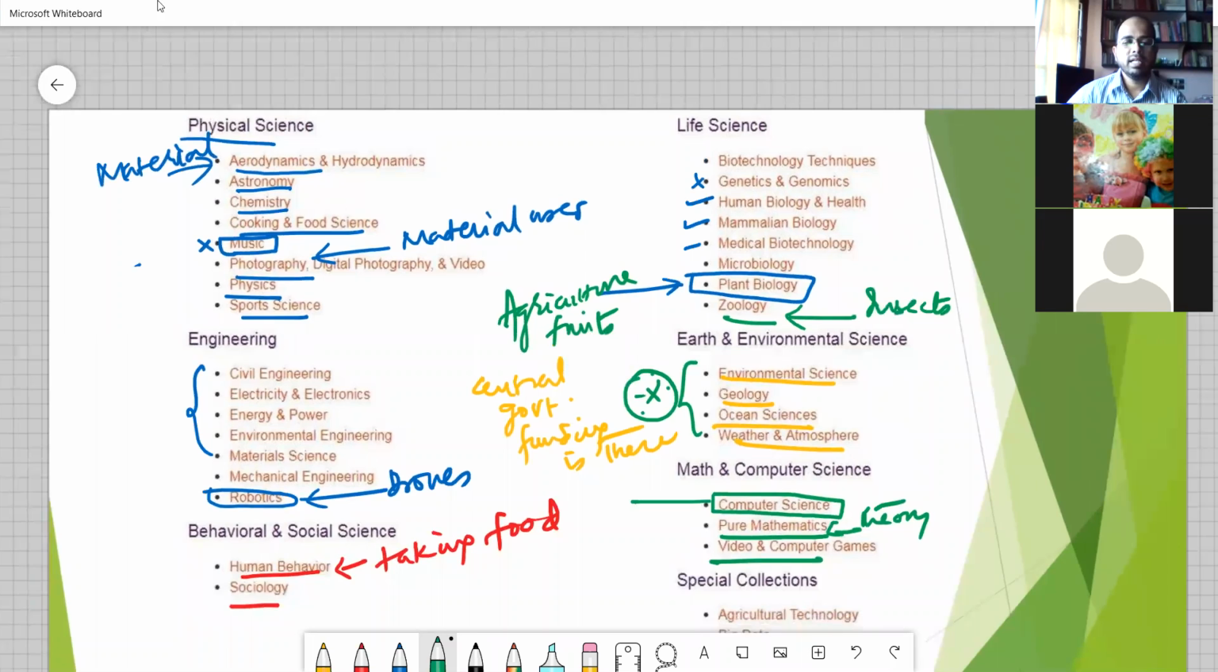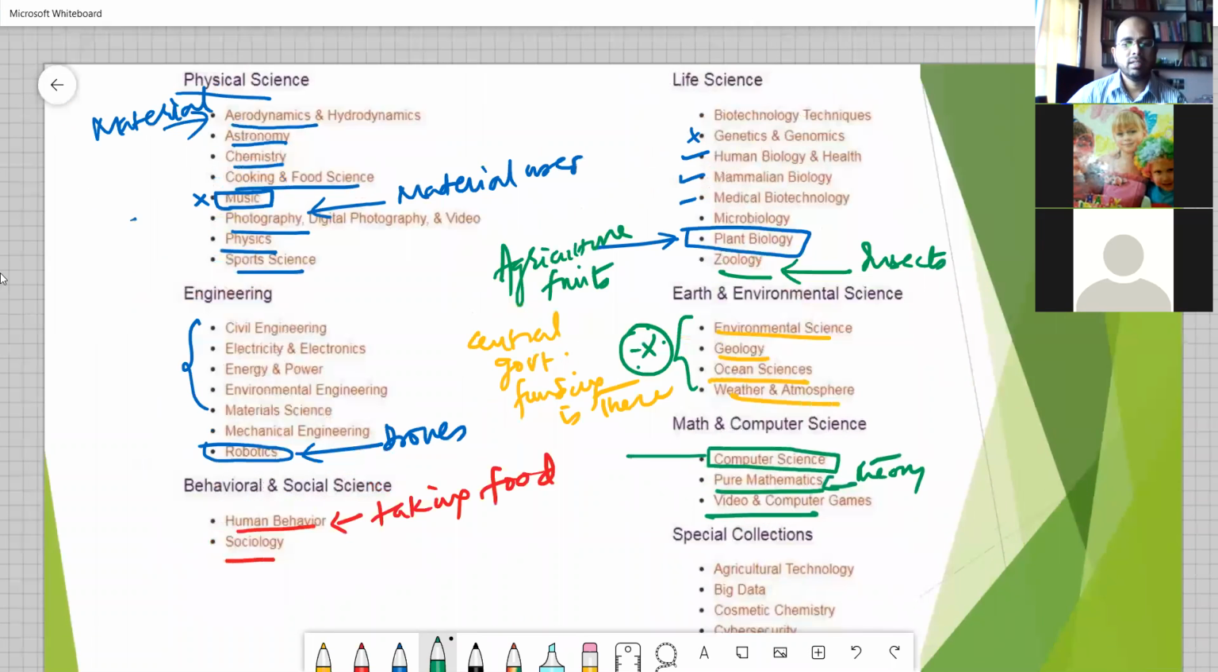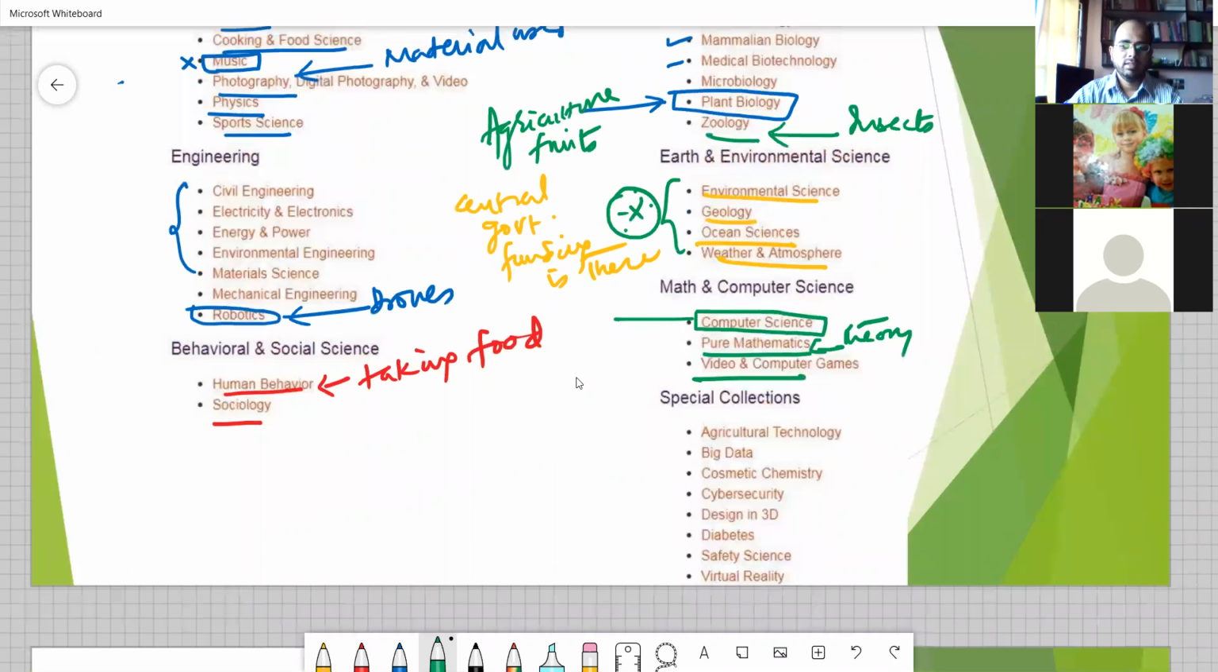In the special category, you can see that you have got safety science. You might have so many industries there in your field.